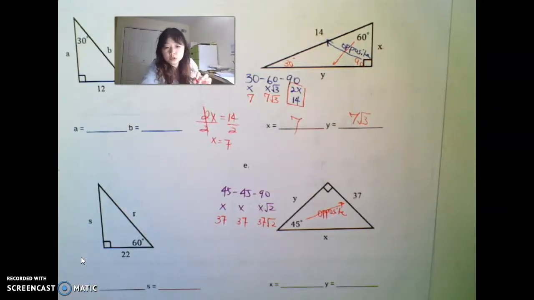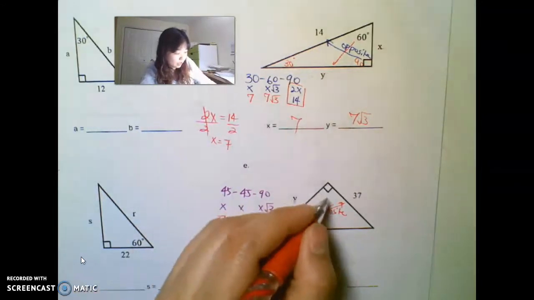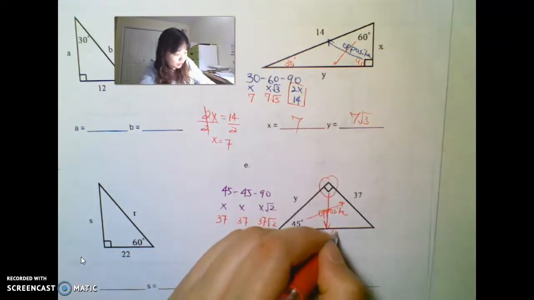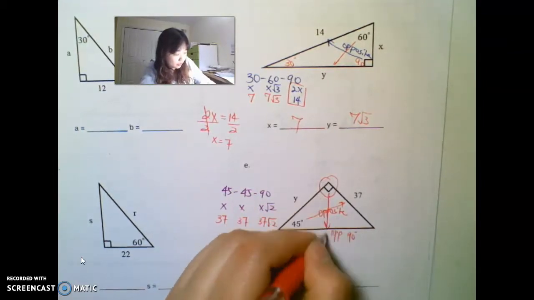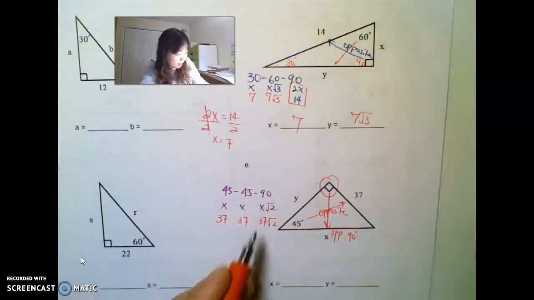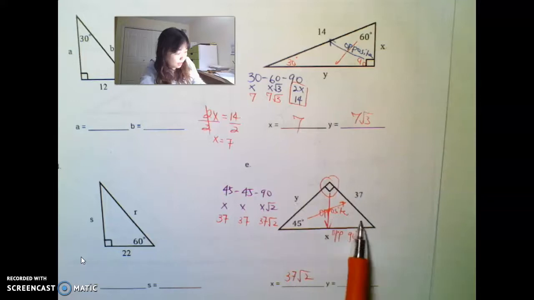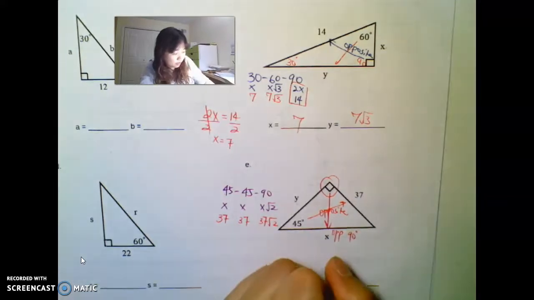Now, sometimes you have to be careful with the labeling. Like, I really don't like how we're using x and y in this picture. But you see how this is opposite of 90 degrees. So that's the x. And opposite of 90 was 37 root 2. And then the y is actually opposite of 45. So that would be 37.